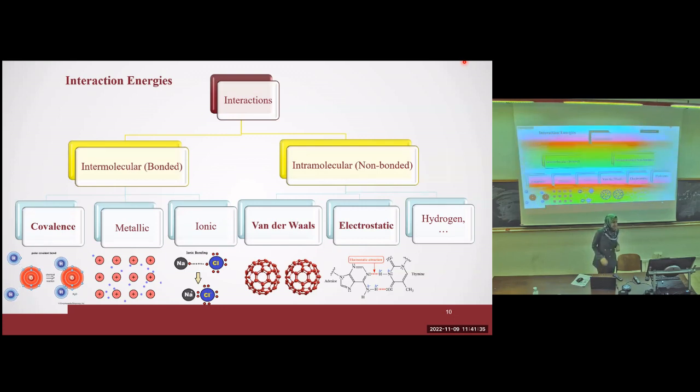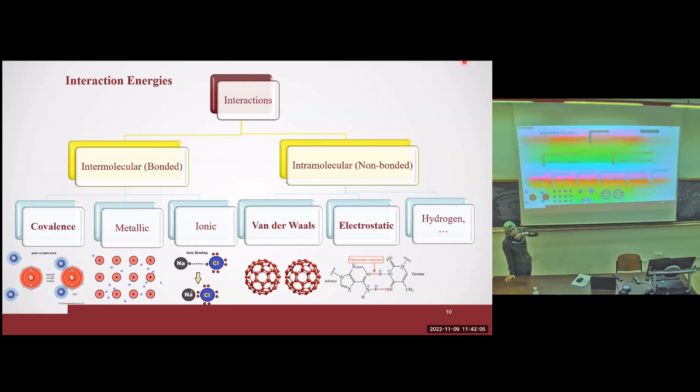This topic is a little related to chemistry. I'm going to just give you a brief overview. We have two types of interactions. We have intermolecular non-bonded and intramolecular interactions. The intermolecular are the interactions between the molecules, or between the atoms in different molecules. And intramolecular are the interactions within a molecule that put the atoms together. Each of them has different categories.